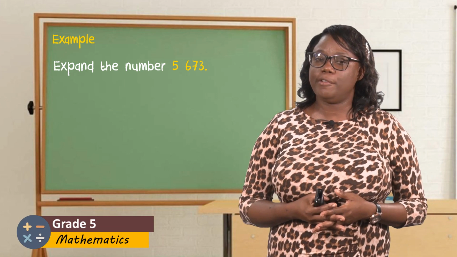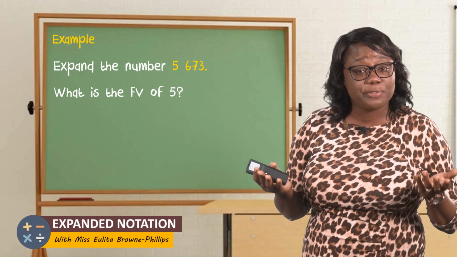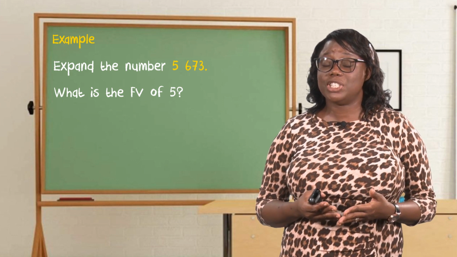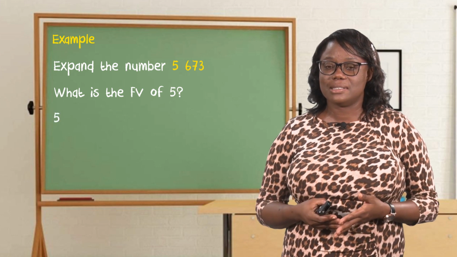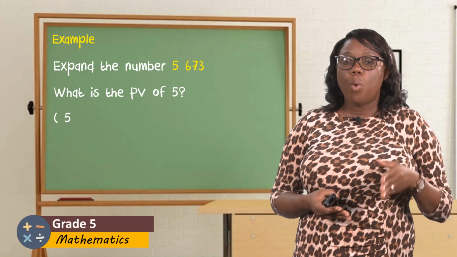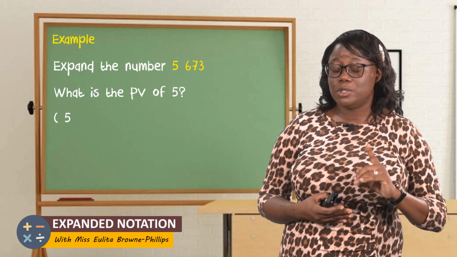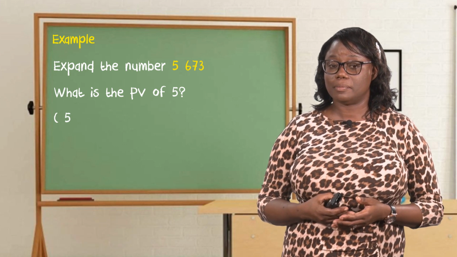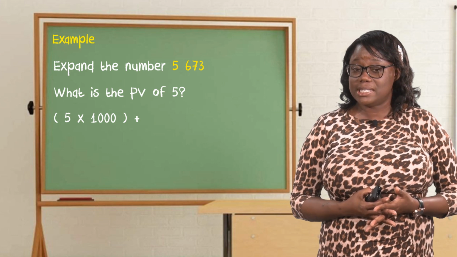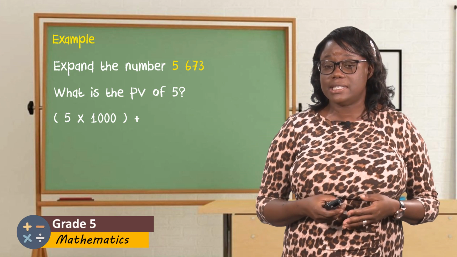Let's look at that number carefully. 5,673. What is the face value of the 5? Yes, the face value is what you actually see. What do you see, boys and girls? 5. Great. So we will open brackets and write that. What is the place value of the 5? Remember, boys and girls, place value talks about the position of the digit. Did you say thousands? That's correct. So we place the multiplication sign and write 1,000, close our brackets, then put an addition sign.